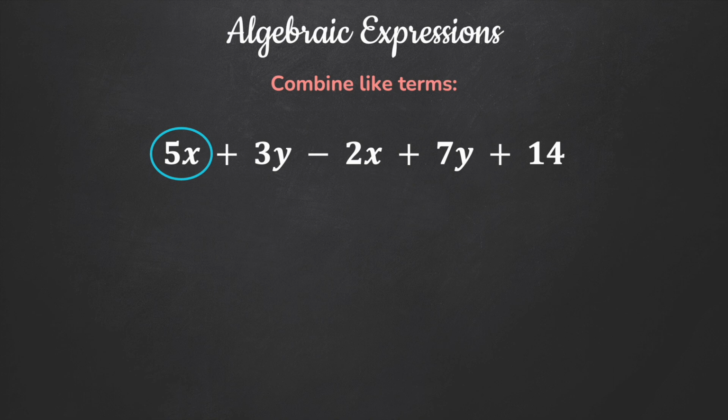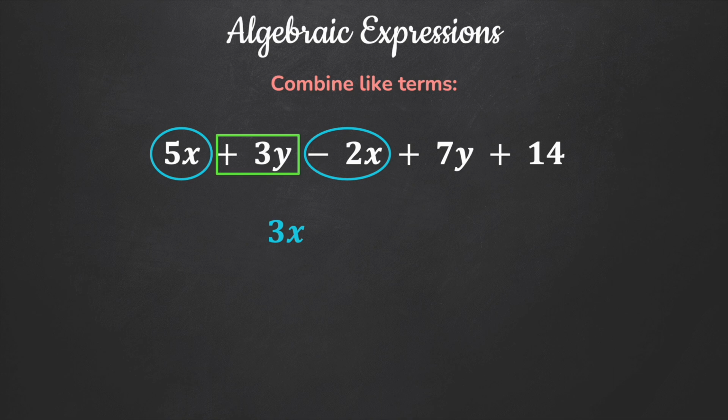Then we have minus 2x, so we have an x raised to the same power, which is 1. And then we have plus 7y, which is not a like term, and then we have plus 14, which is not a like term. So let's go ahead and combine 5x and negative 2x. So this would be 5x minus 2x, which would give us 3x.